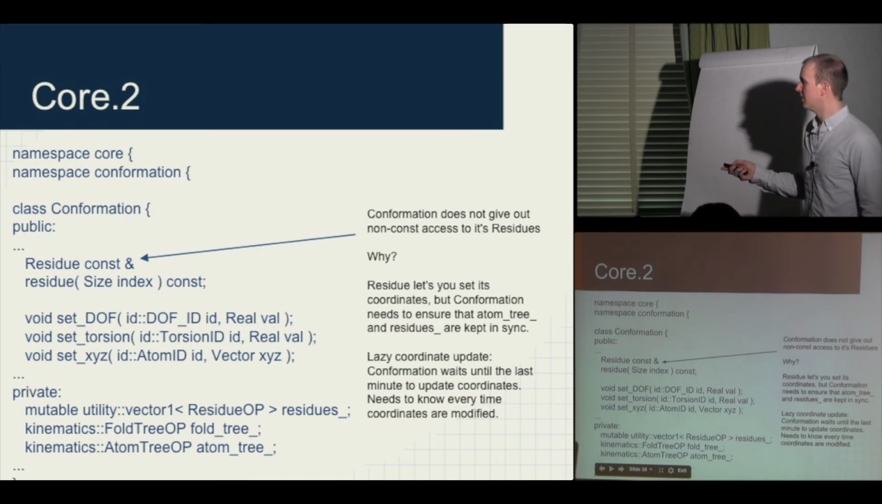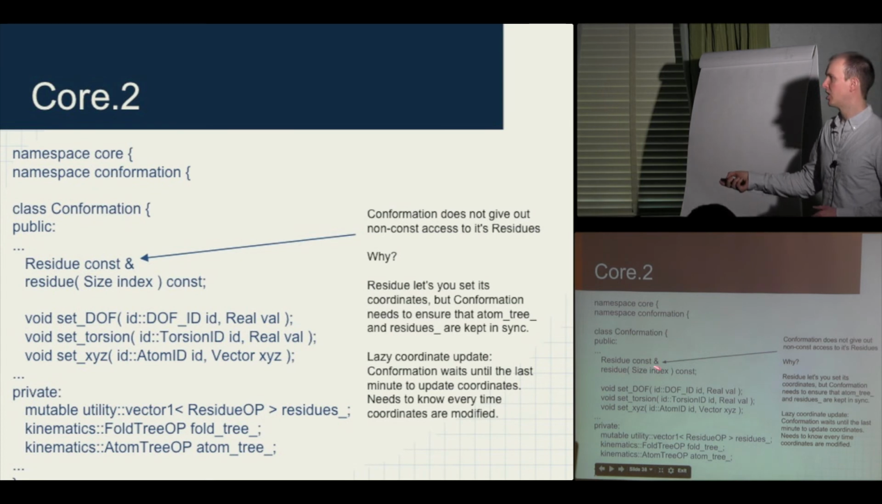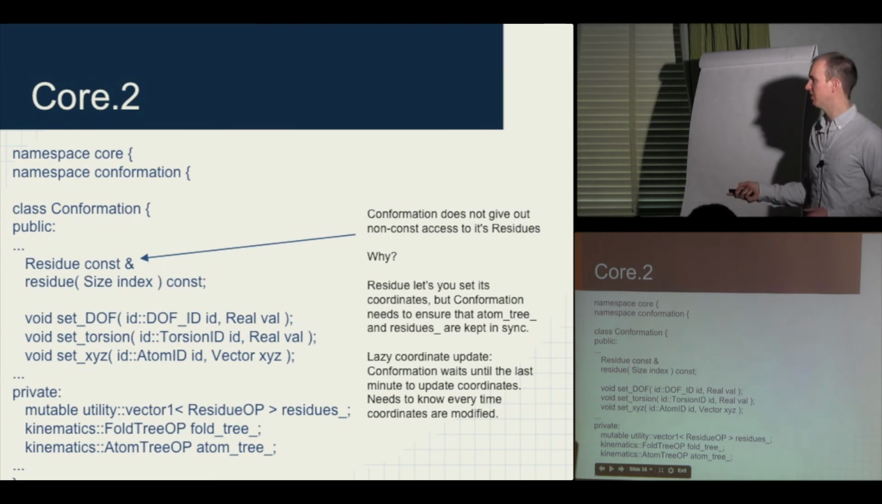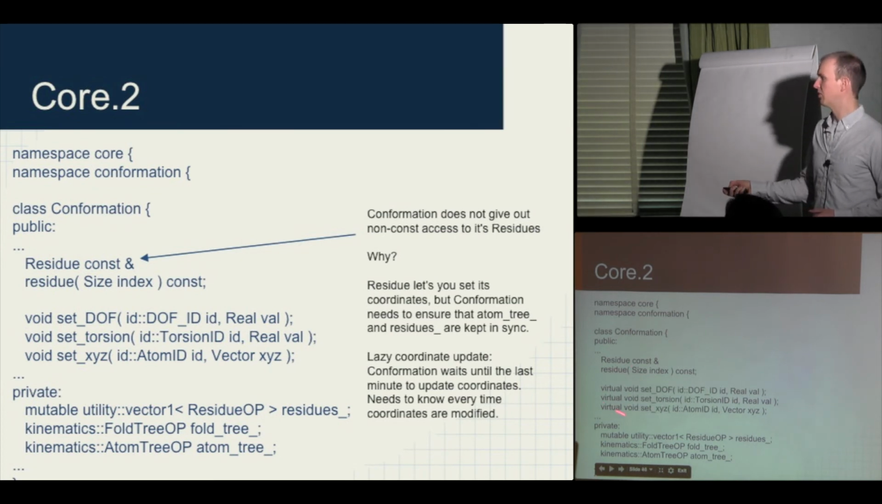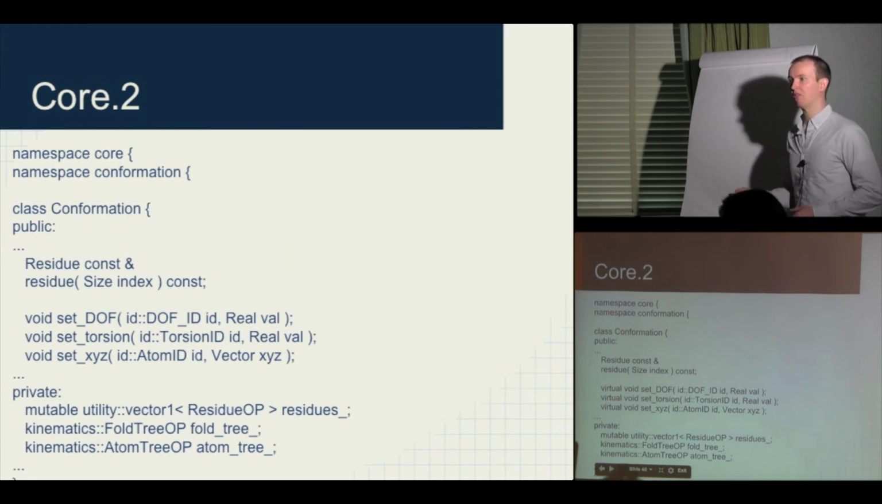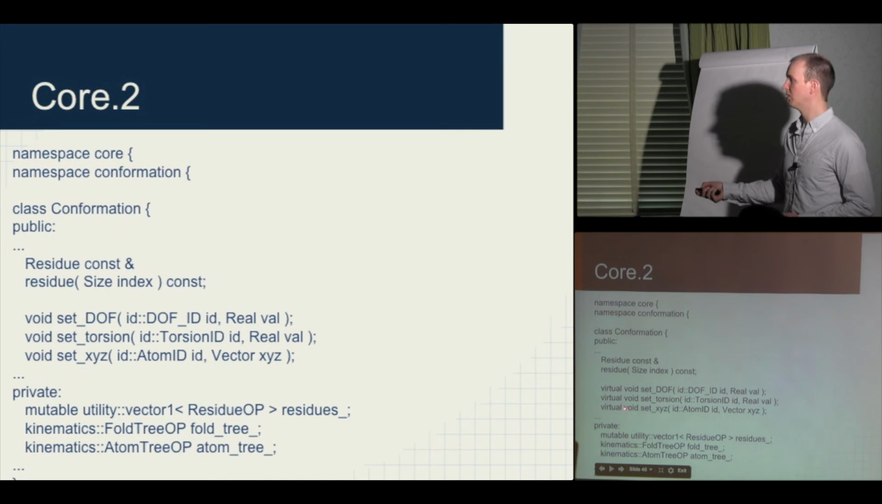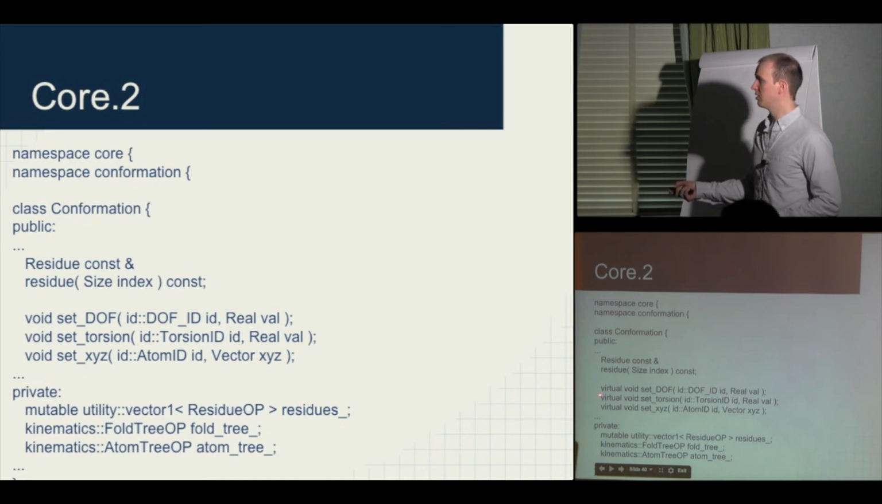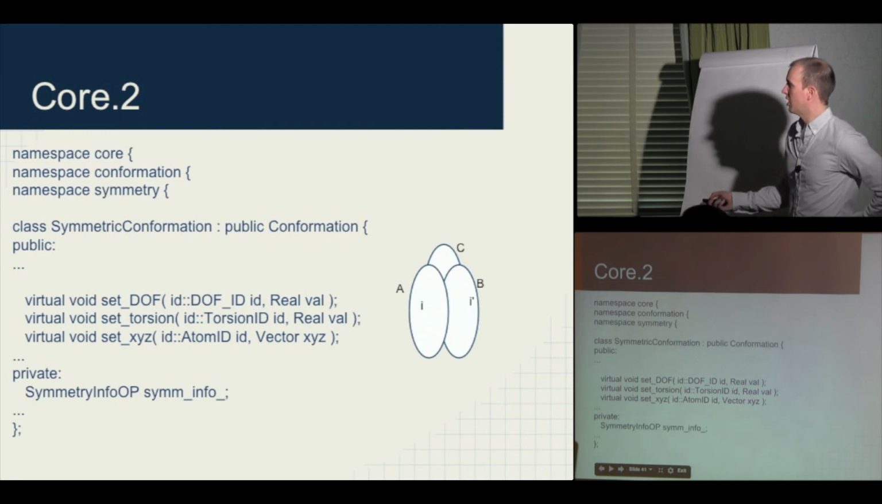It also is the way in which we model symmetry in Rosetta, through these functions. Instead of changing residues directly, we declare these to be virtual functions here. Then there's a derived conformation class, which overrides these functions with its own implementation of them. So the symmetric conformation has the same set of functions: set DOF, set torsion, set XYZ.